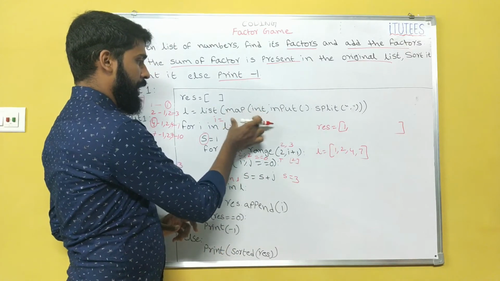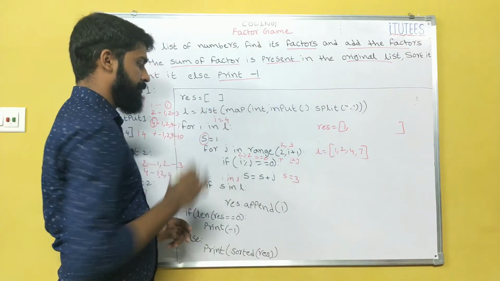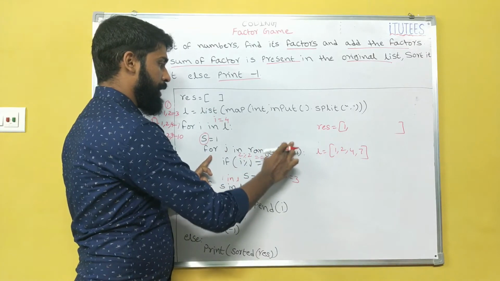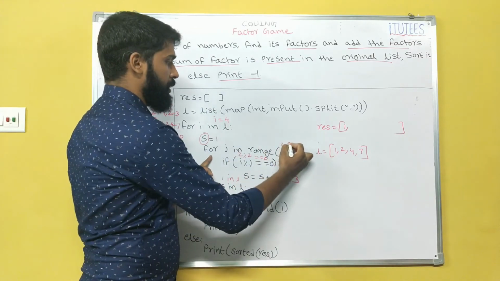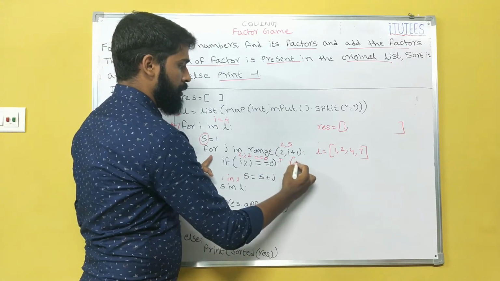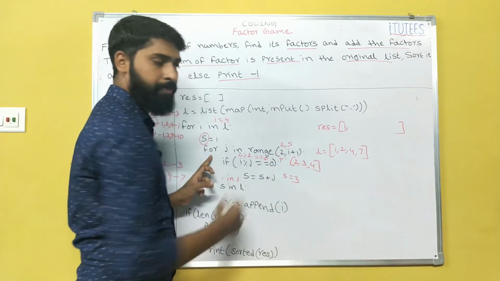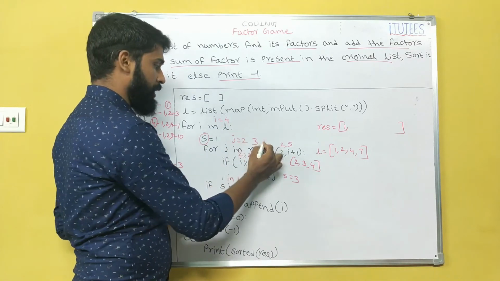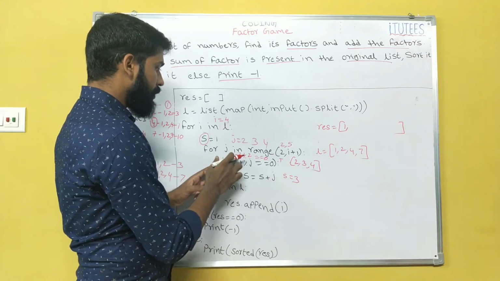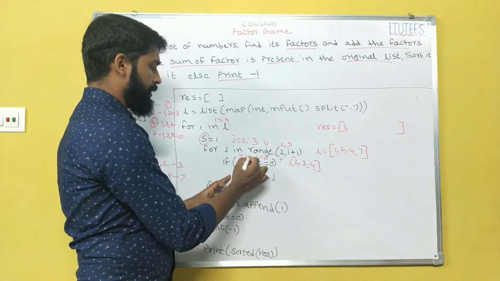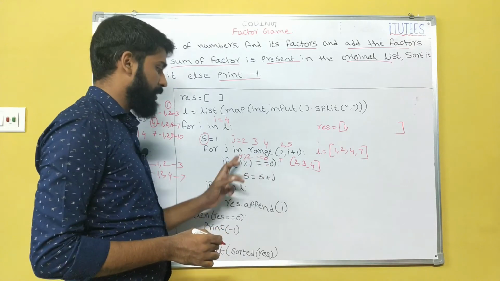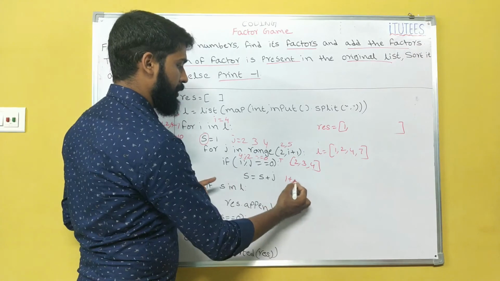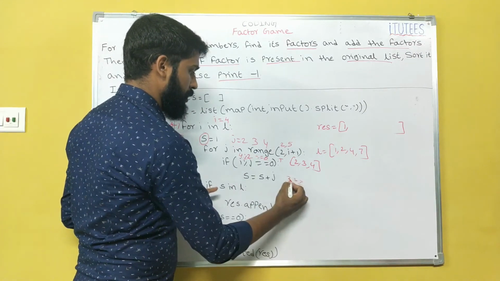In the next iteration, I becomes 4. S equals 1. For J in range of 2 to 4 plus 1, that means 5, so J takes 2, 3, 4. In the first iteration, J equals 2. What is the I value? 4. 4 percentage 2 equals 0, yes. So S equals S plus J, that means 1 plus 2, so now S equals 3.